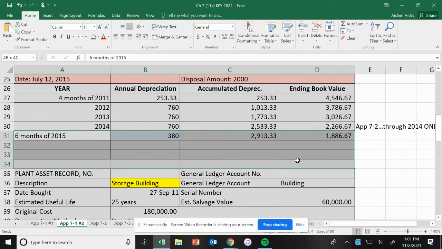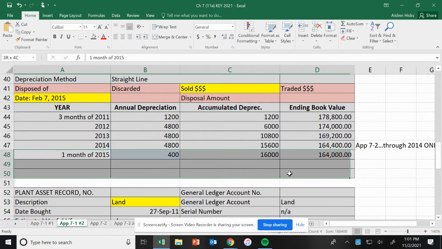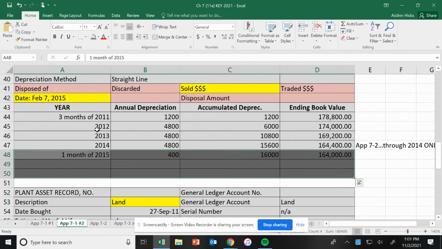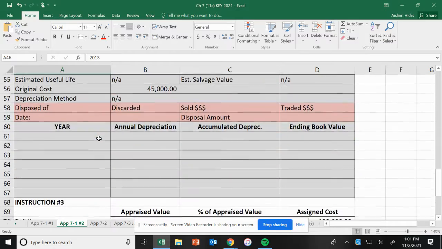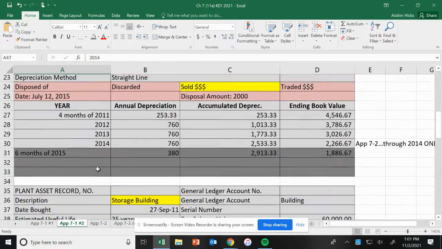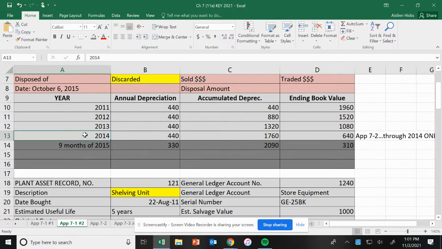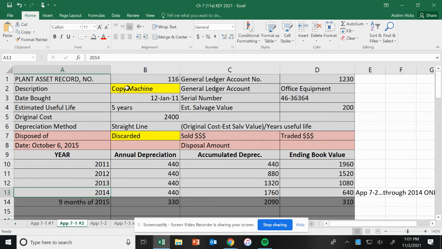But the next thing that we did in class is we calculated 2011, 2012, 2013, 14, and we paused there, okay? So even though a lot of these units are going to be used past 2014, I just filled in through 2014, okay? So let's start with the copy machine. The copy machine was bought in January, okay? This makes things a little easier.